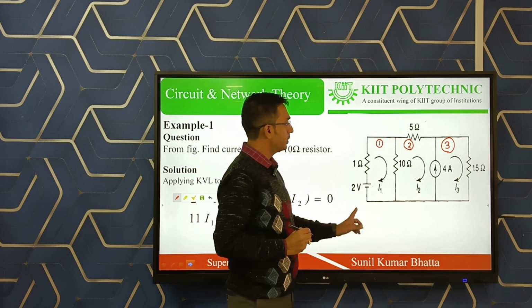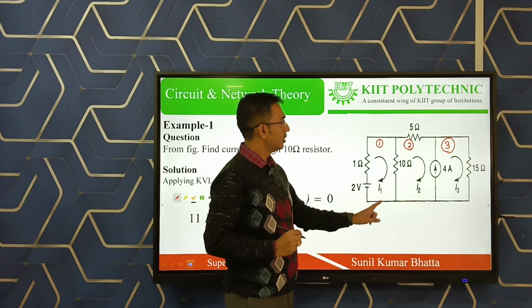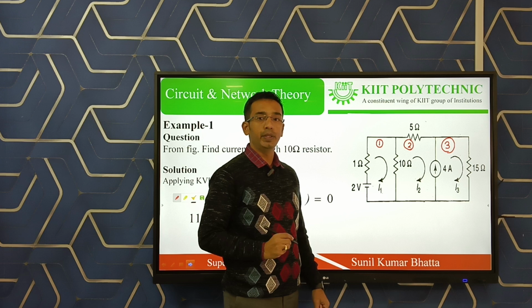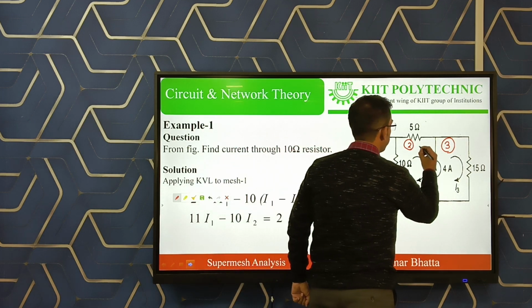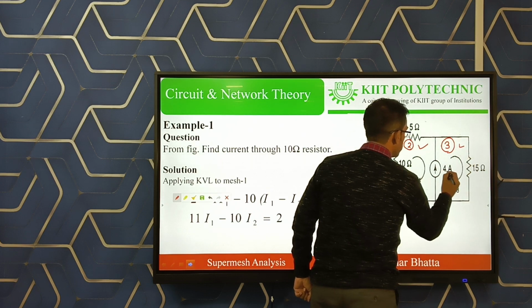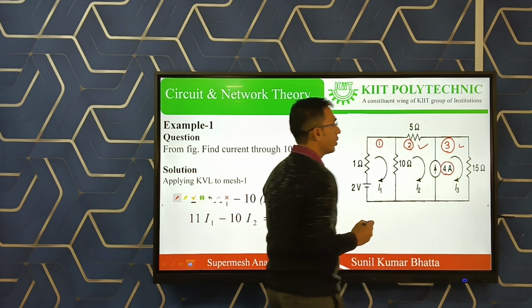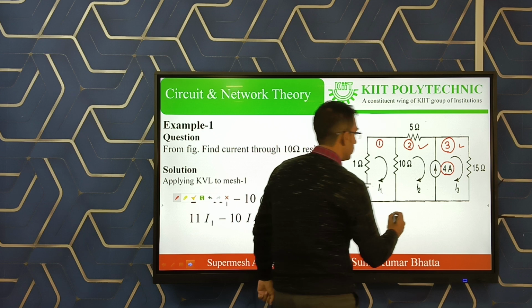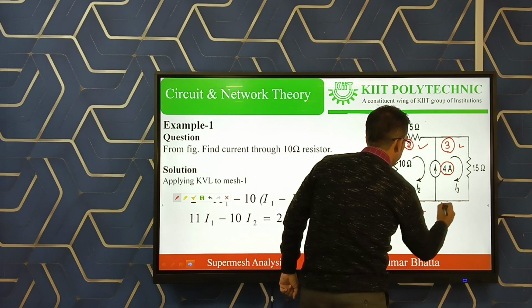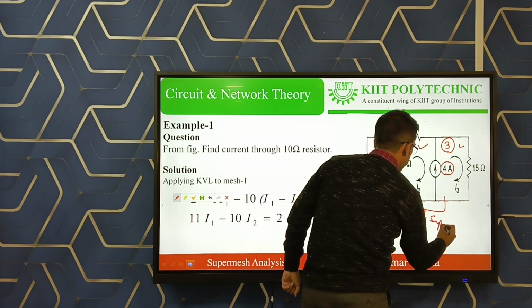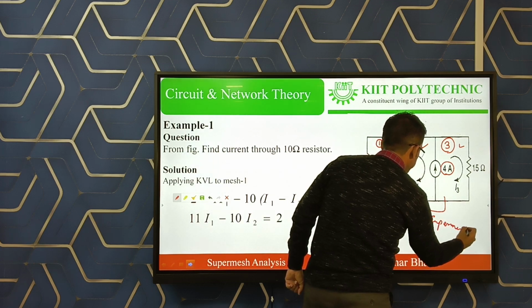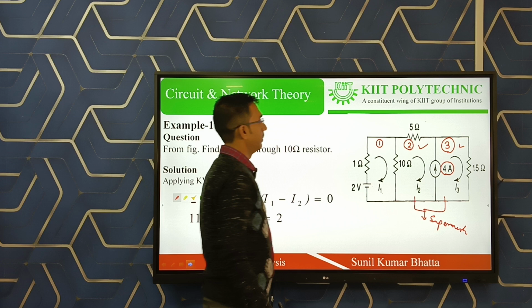Out of the 3 meshes, you can see the common current source is connected between mesh 2 and mesh 3. Here the 4 ampere current source is connected between mesh 2 and mesh 3. So now we conclude that mesh 2 and mesh 3 form a super mesh.